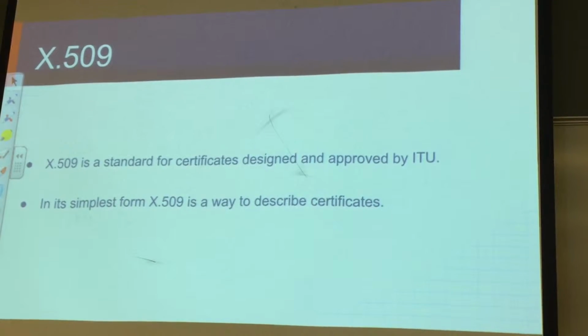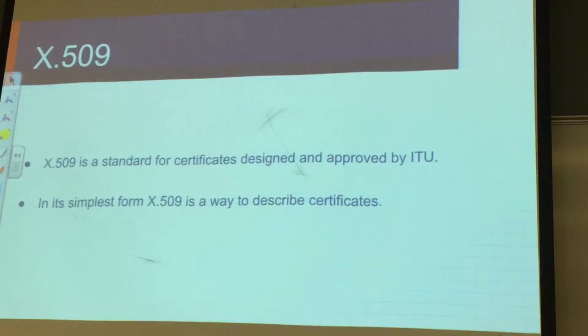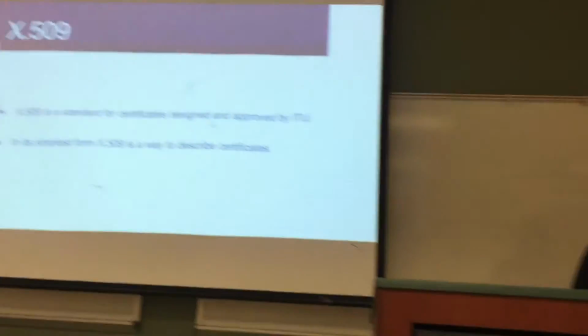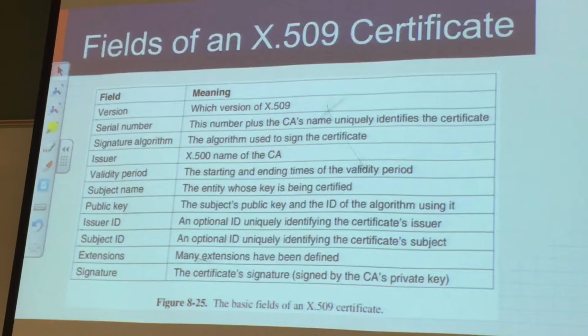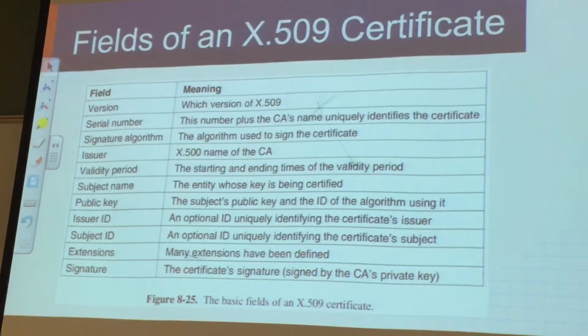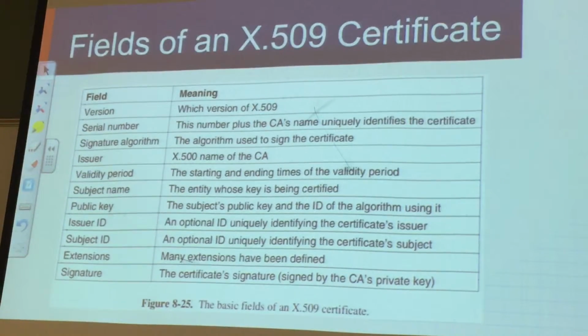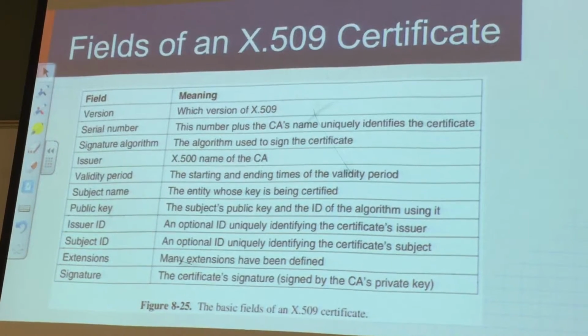X509 is the standard for writing certificates as of right now. In its simplest form, it's just a way to describe certificates. It tells us what the fields are, how they should be written, and what order they come in, things like that. So here are some of the fields of an X509 certificate. It contains things like the version, the serial number, the issuer, etc., and they're just used to make sure that you can be validated.